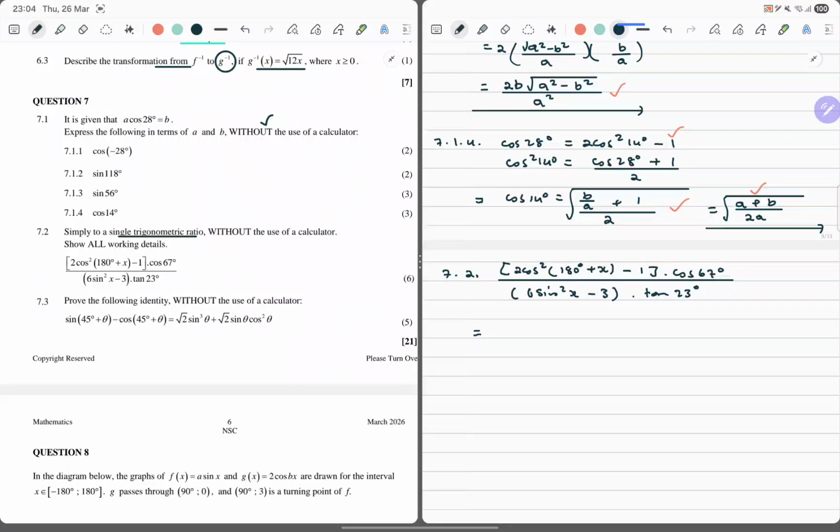Anyway, guys, we've got this expression to simplify. So we go for it. So we know that we're going to have 2 into, this reduces to just minus cos x all squared minus 1. This one is an acute angle. So we'll leave it as cos 67 for now. Remember, don't rush certain actions. We look at this one, we don't see any reason to manipulate it as yet.